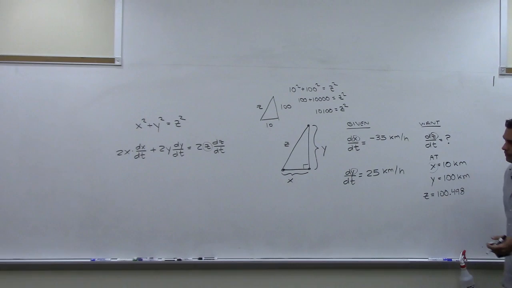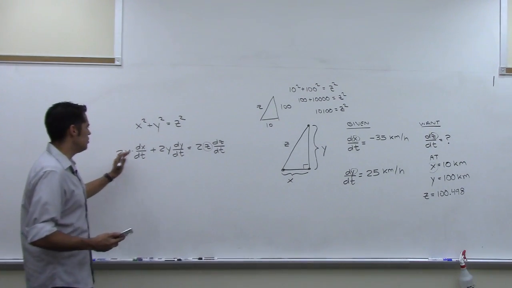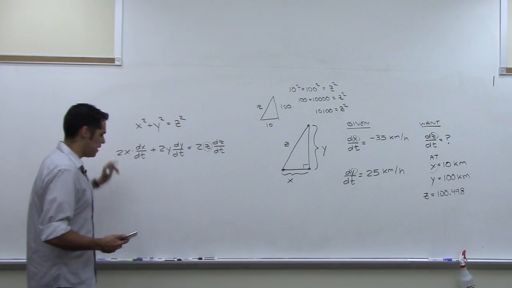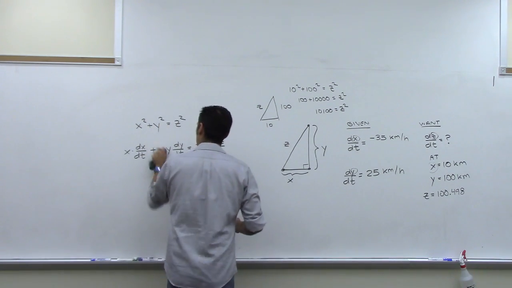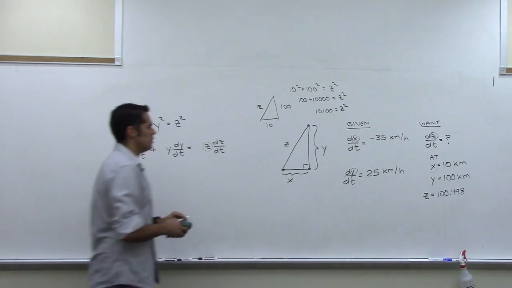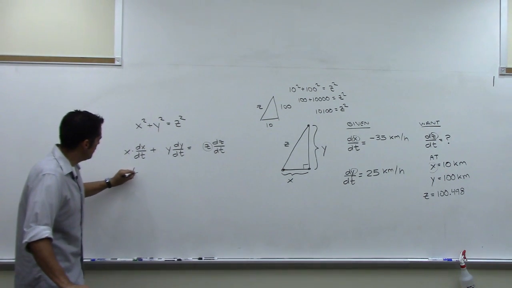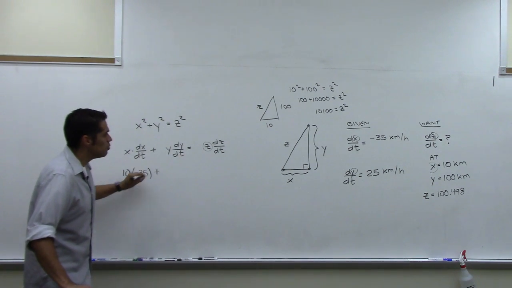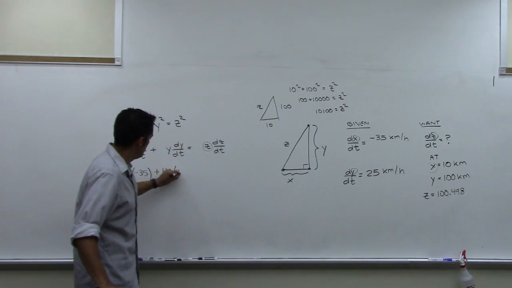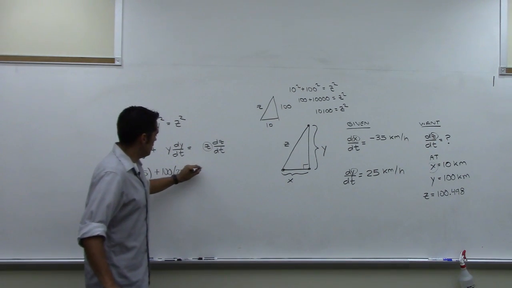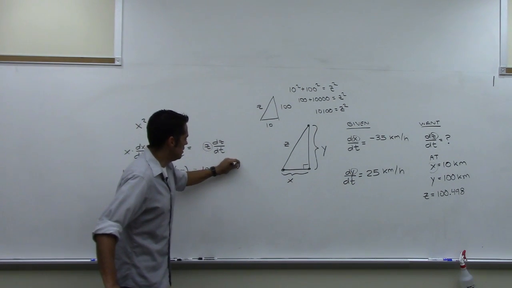Really close to 100. So now I just plug in. Also notice there's a 2 here, 2 here, 2 here. I could divide both sides by 2. That'll just make my computation a little bit easier. This is gone, that's gone, that's gone. And so I have 10 times, 10 is x, dx/dt is negative 35, plus y, which is 100, times dy/dt, which is 25, equals z, which is 100.498, and then dz/dt.